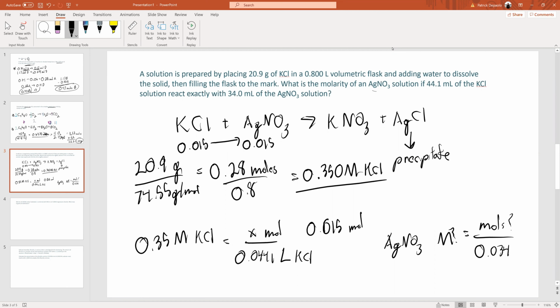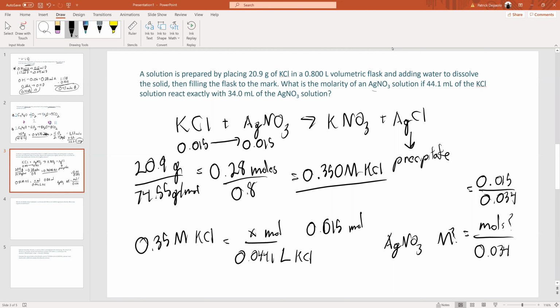If that's the case, what's the molarity? That's what this question's asking for. So let's take a look. We can use the equation that we already have written to write in the moles. So you'd have 0.015 over 0.034 equals a number. Now, let's look at it conceptually before we figure out the final answer. If your KCl was 0.35 molar, and it took 44 milliliters to completely react with 34 milliliters of an AgNO3, which are all 1-to-1 ratios.